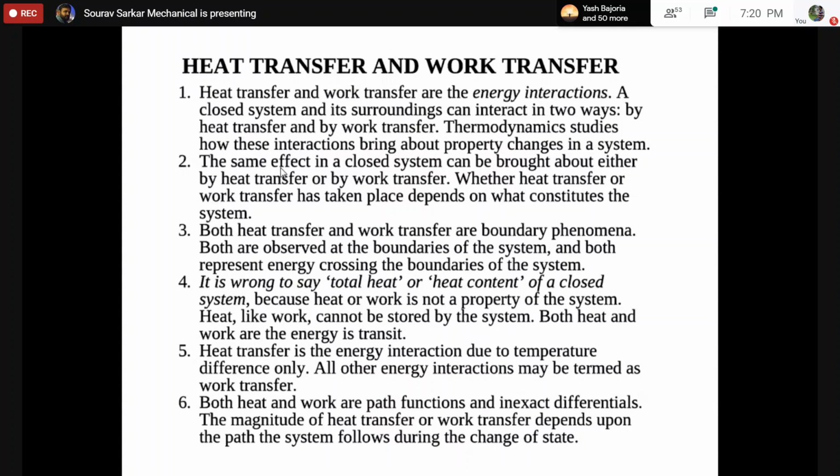The major point is that there is nothing called total heat. There is a word called total pressure, total volume, total energy, but there is nothing called total heat, because heat or work only exists at the boundaries. The system can never have work or heat as a property. It can have properties like density, temperature, volume, pressure. Heat and work are not properties. These are the medium through which the system changes its state from 1 to 2.